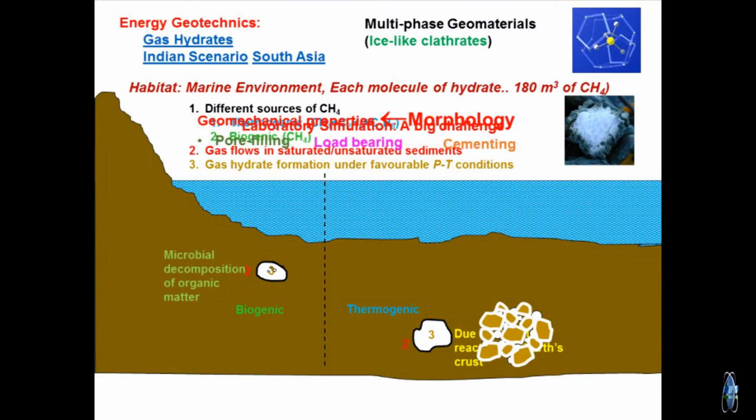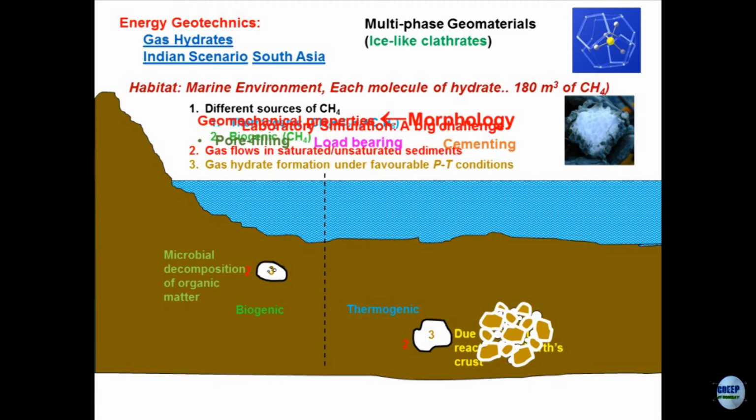There are a lot of people who are working on resources. Geophysicists were talking about the location of the water table, the location of minerals, and now the shift is to finding out hydrates. So, where is the habitat of such elements? These are marine environments, this could be lakes, this could be water bodies, wherever you have sediments. Each molecule of hydrate would have 180 meter cube of methane gas, imagine.